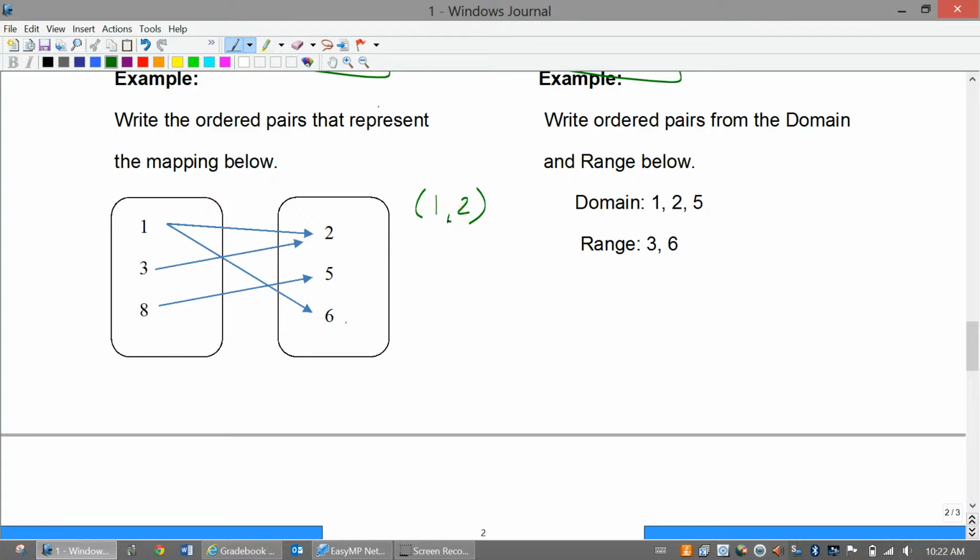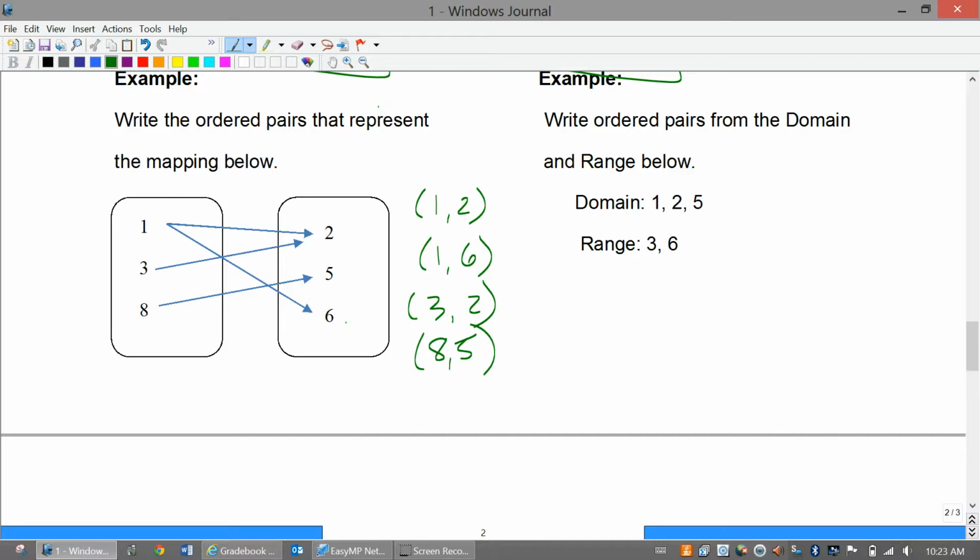If you do not write it with parentheses, that's like writing a sentence without a capital or a period. That's without capitals or punctuation. Okay? You have to have the parentheses in there. If you don't, you're going to get marked off because it's wrong. It's not proper math. It's not proper grammar. Okay? 1 goes to 2, 1 goes to 6, 3 goes to 2, and 8 goes to 5.